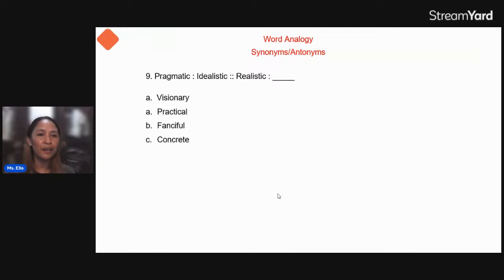Number nine, we have pragmatic is to idealistic, and realistic is to what? Is it A, visionary? Sorry, it's B, not A. Again, A, visionary. Is it B, practical? C, fanciful. Letter D, concrete. Again, pragmatic is to idealistic, realistic is to blank.